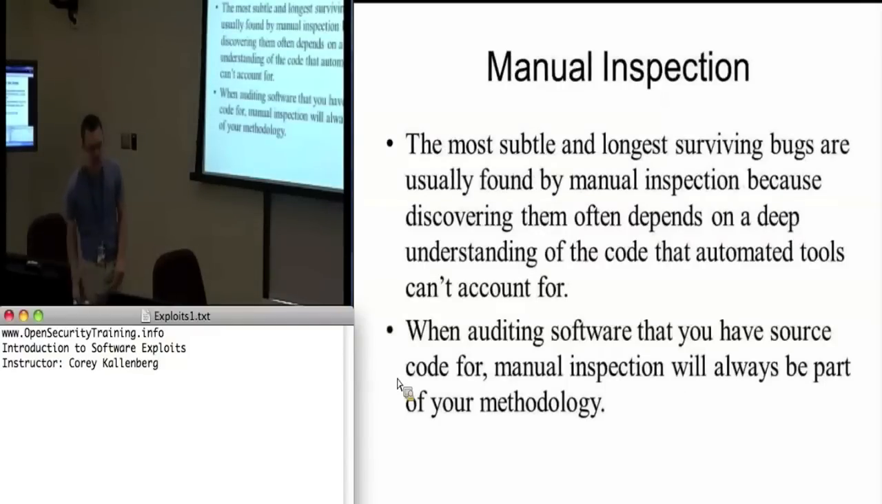So, manual inspection. Some people will tell you that no one does manual inspection of source code anymore, that all vulnerabilities are found by crazy SAT solvers and stuff like that, and $50,000 source code analysis tools. Not true. Those people are wrong. People still find bugs with manual inspection. In fact, some of the highest quality bugs are still found by manual inspection, because using that method, you can find really subtle bugs that a machine can't find.